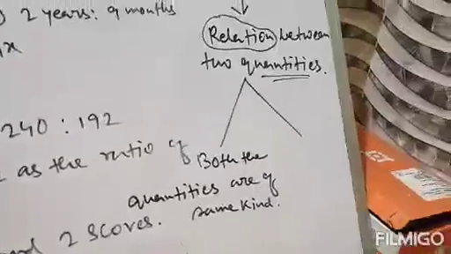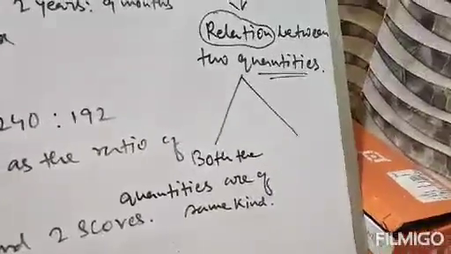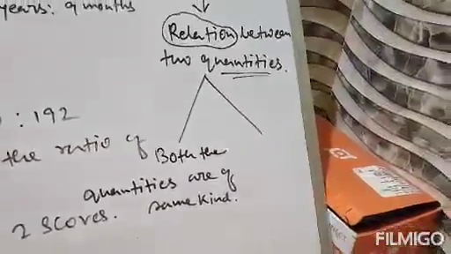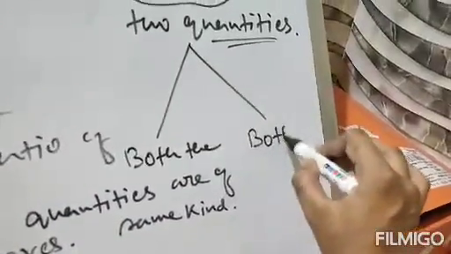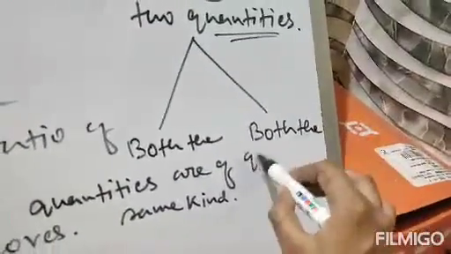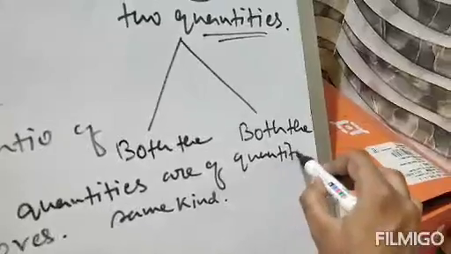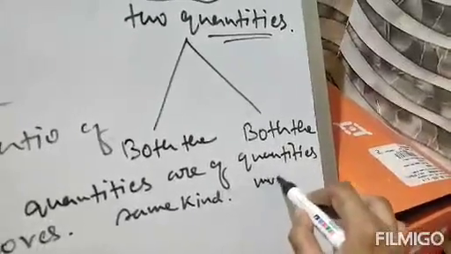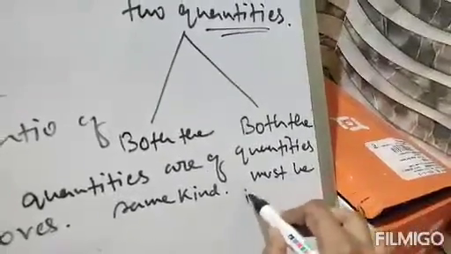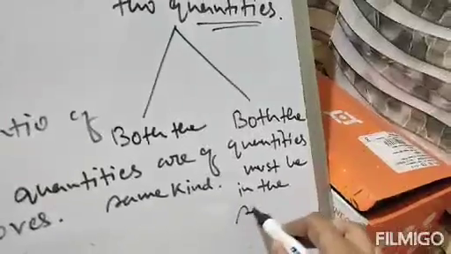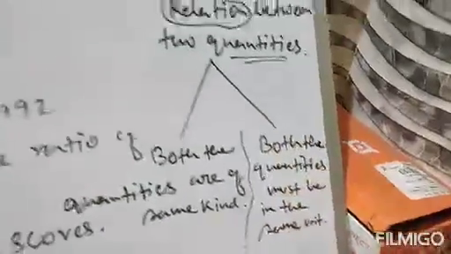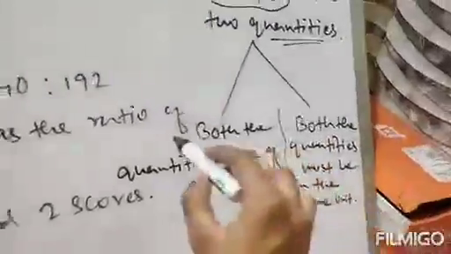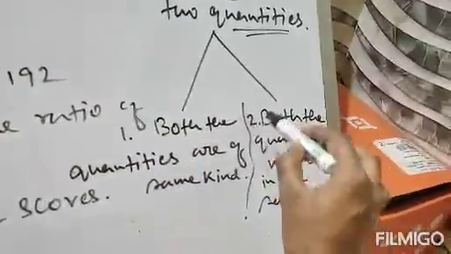Number two will be both the quantities must be in the same unit. Clear? Now let us discuss one by one. That is the first, that is the second.